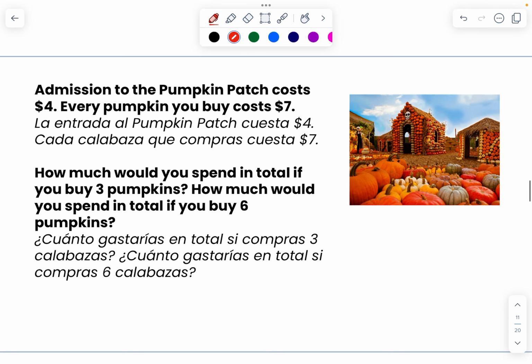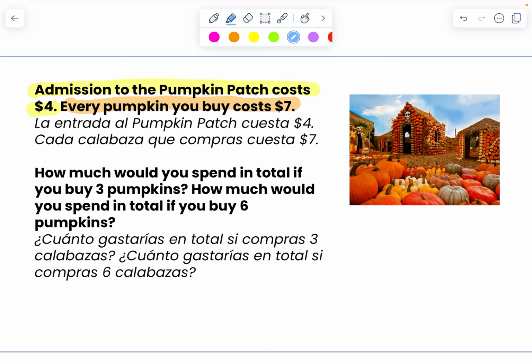Now I want to move into some other examples. So let's start. It's fall time. Admission to the pumpkin patch costs $4. And every pumpkin you buy is going to cost $7. Okay, so just giving us some facts again, some information that's good to know. Admission to the pumpkin patch is $4, and then every pumpkin is $7 each. It's just a flat rate, which is really nice.